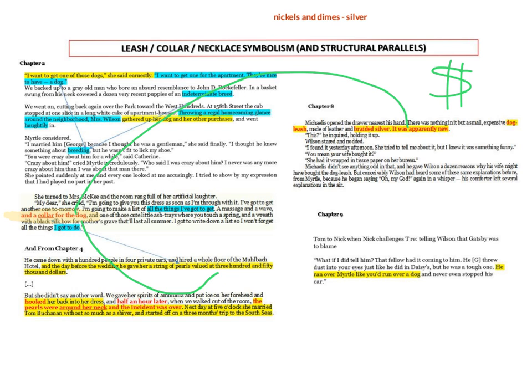Chapter 9 has a little reference to this as well. This is just to remind you of Tom's complicity and guilt in all of this, but as Nick says, through Fitzgerald, or Fitzgerald has Nick note, "they're careless people, the Buchanans. They retreat into their money." So there's Tom scolding Gatsby. "The fellow had it coming to him. He threw dust into your eyes just like he did in Daisy's, but he was a tough one. He ran over Myrtle like you'd run over a dog."